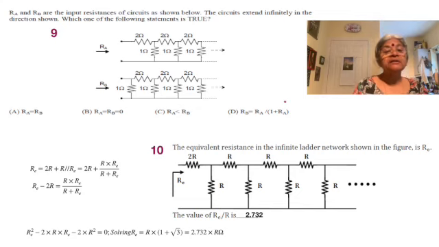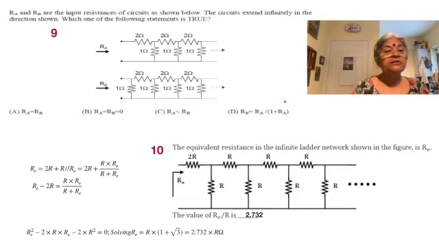In other words, it is 1 parallel to RA, or the total combination will have to be 1 times RA divided by 1 plus RA. If you look at the answers, you see that this is a part of D, and so this could be true. So let's read the question. RA and RB are the input resistances of circuits as shown below. As the circuits extend infinitely in the direction shown, which one of the following is true?